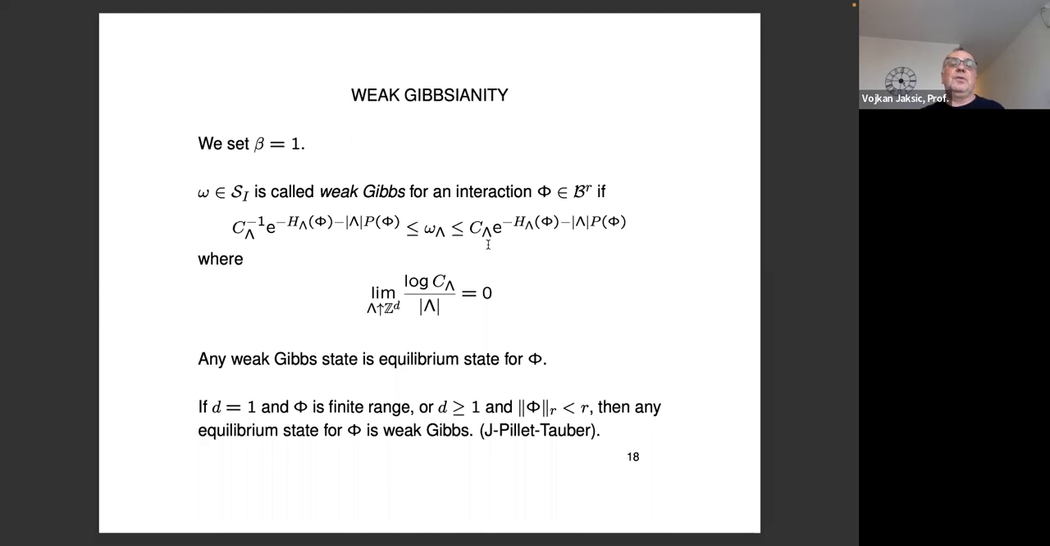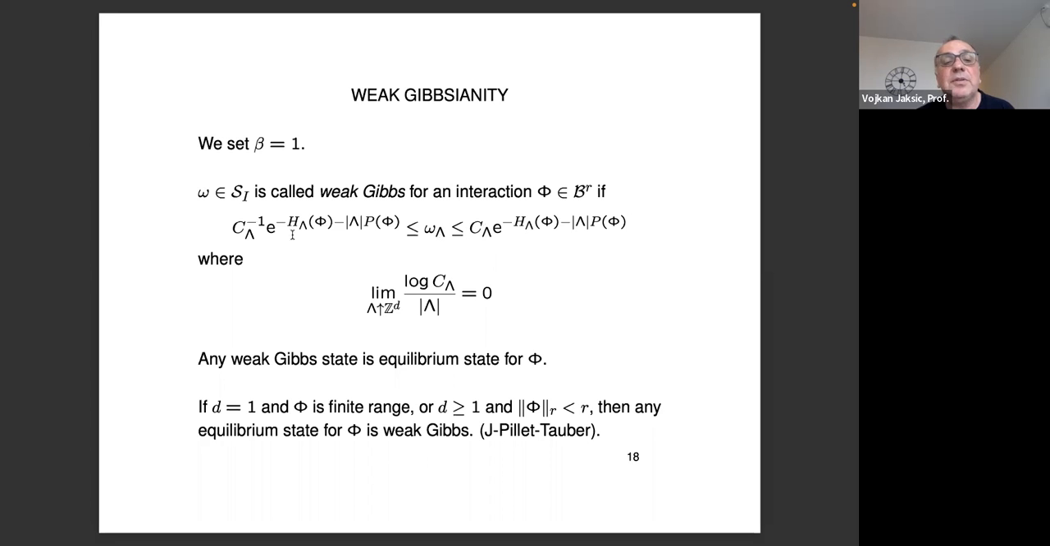So I will not go into classical theory here. I will just say a few words. We will set beta equal to one, and absorb the temperature constant into the interaction for notational simplicity. So high temperature corresponds to small R norm of the interaction phi. A translation invariant state is called weak Gibbs for an interaction phi, always in our B_R regularity class, if it is bounded above and below in the box by the Gibbs canonical ensemble e to the minus H_lambda phi, divided by a normalization factor.